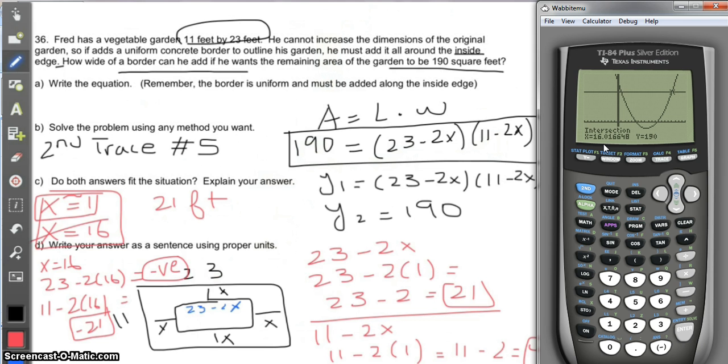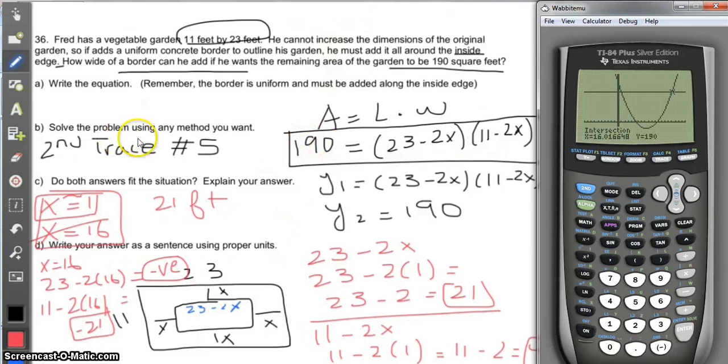So let's review. Whether you want to make it smaller or bigger, remember, if you want to make it bigger, it means you're adding. If you want to make it smaller, it means you are subtracting, and they want to create that inside. So that's why 23 is going to get smaller on both sides. So you do 23 minus 2x, 11, the same thing, so 11 minus 2x. That's going to be the area, so new L times new W, and they gave you that the area is going to be 190.